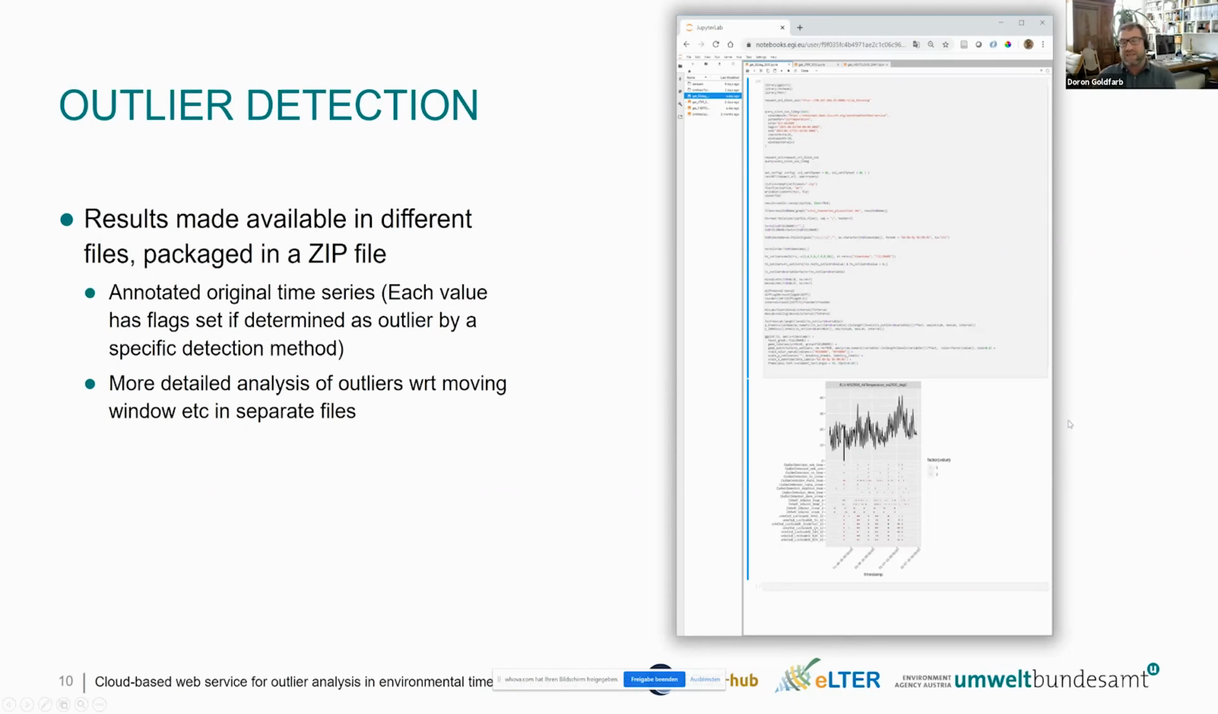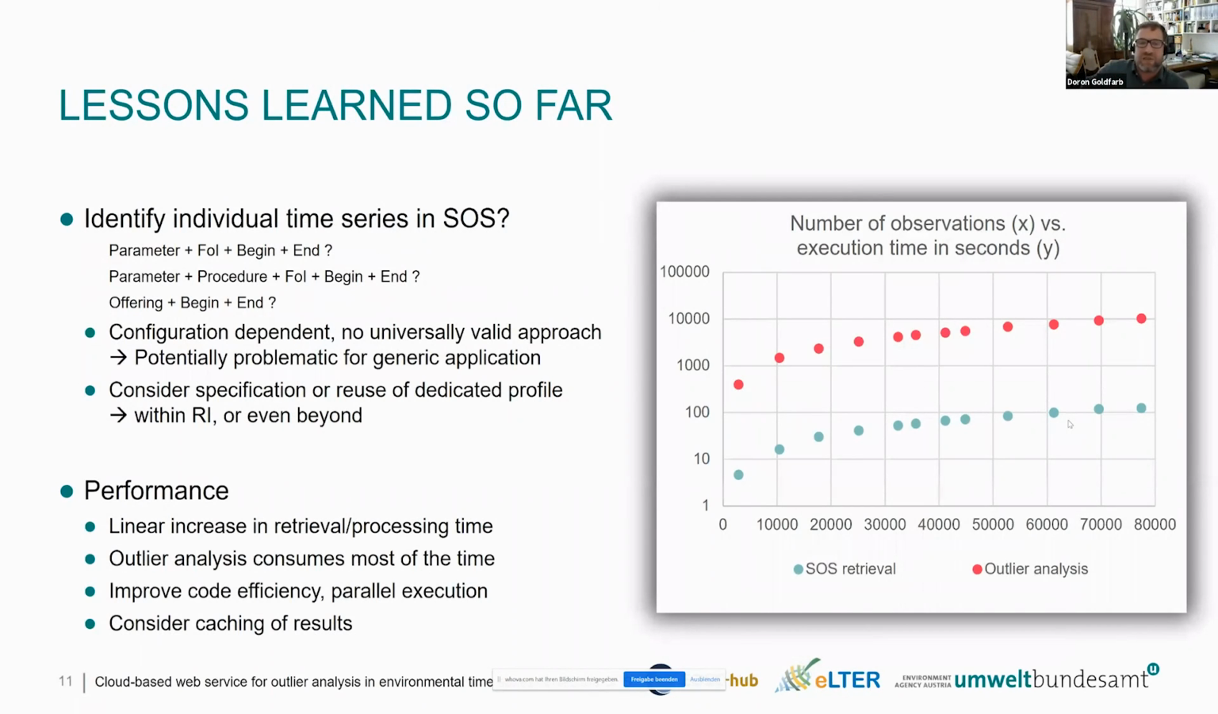As far as the lessons learned so far, having the idea to provide a generic outlier detection web service that retrieves data via SOS, of course, raises a number of issues. For example, how to identify individual time series in SOS. So we ran into that. We tested a number of different SOS endpoints, and of course soon realized that there is no unique way to identify one time series.